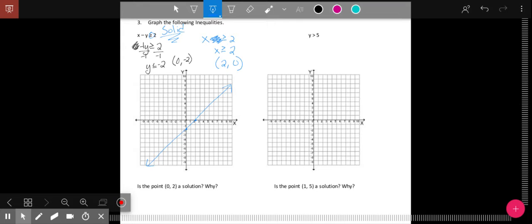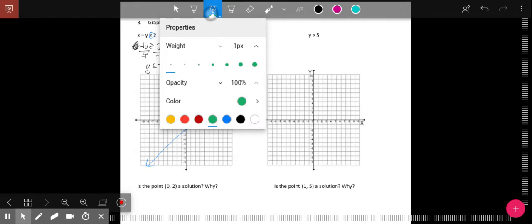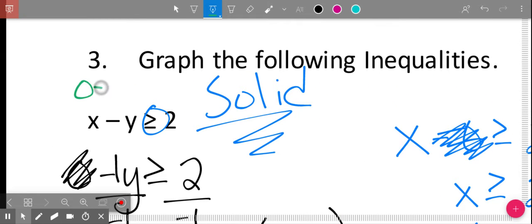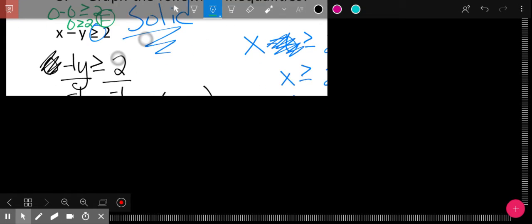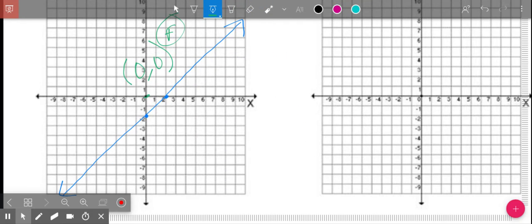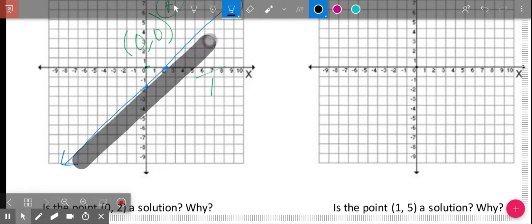Okay, and now we are going to shade. Remember, to see where we need to shade, we're going to plug in our 0. So my point was 0, 0. Plug that in, and I'll have 0 minus 0 is greater than or equal to 2. Well, 0 minus 0 is just 0 is greater than or equal to 2, which is false. I get a big F for false. So I know my point down here is going to be false because it's wrong. So that means this side has to be true, and that means I shade my true side.